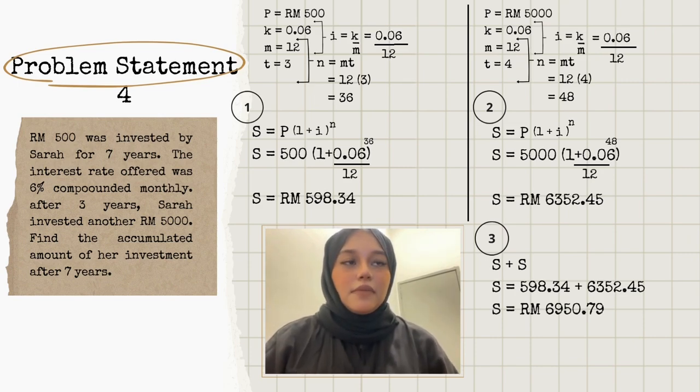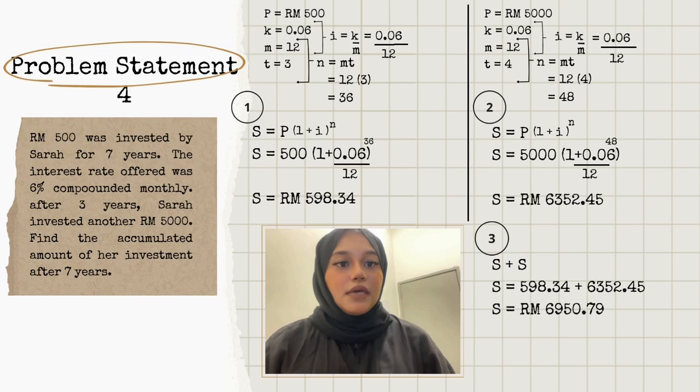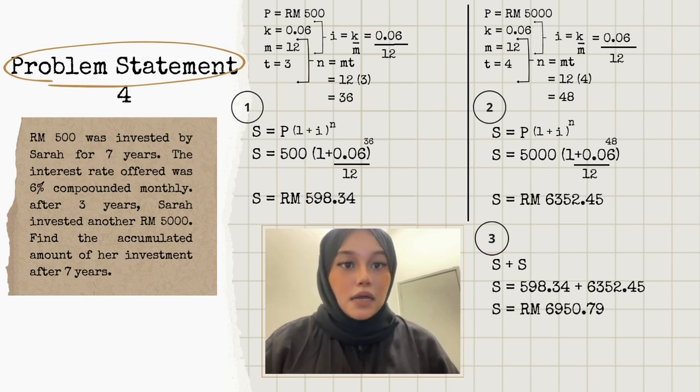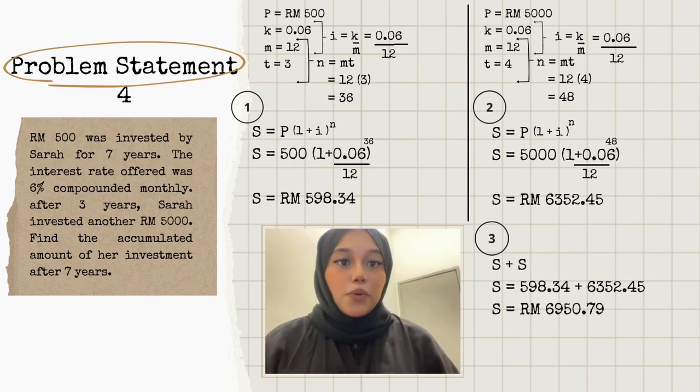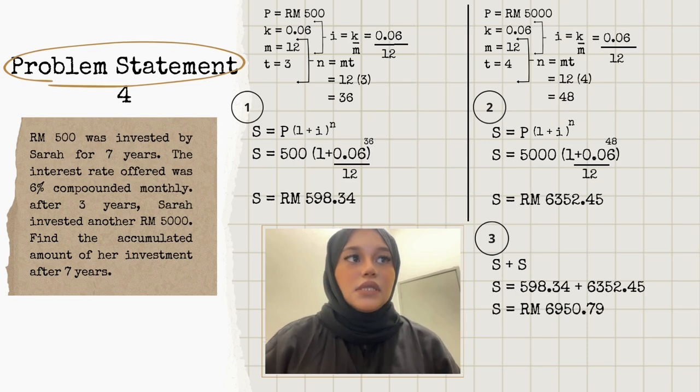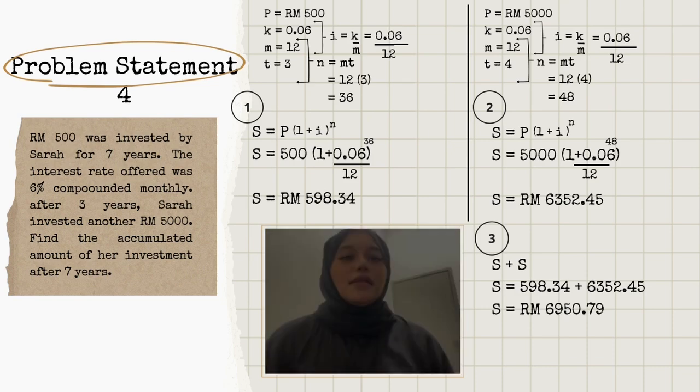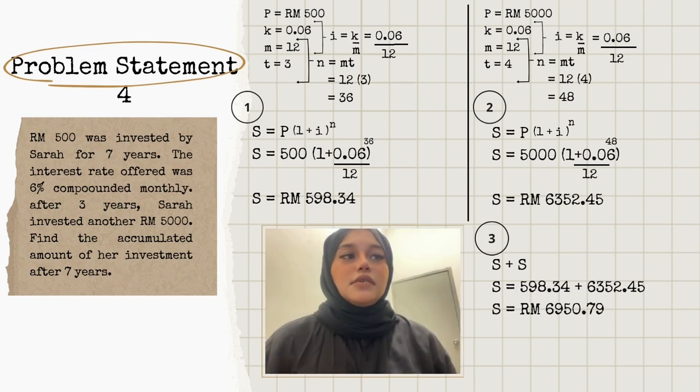We use the same formula, which is S equal to P open bracket 1 plus I close bracket to the power of N, and we get S equal to 5,000 open bracket 1 plus 0.06 over 12 close bracket to the power of 48, and the last answer we get is S equal to RM6,352.44.